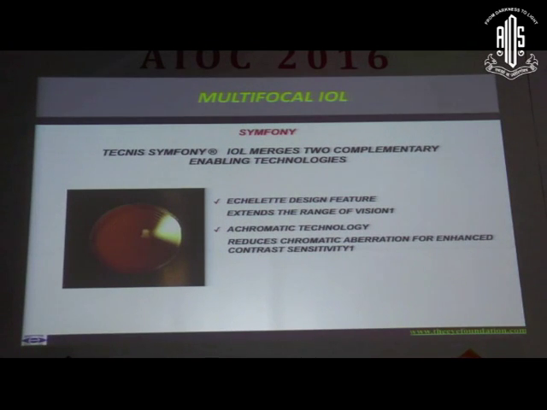That's the reason the Symphony lens, the new kid out of the block, which has certain specific design modifications, the HLA design, the achromatic technology, I'm not going to go into the details, and also the fact that it has a lesser number of rings, that is 9 in number, is somewhat better as far as the quality of vision outcome is concerned. But that's not the point of discussion today.